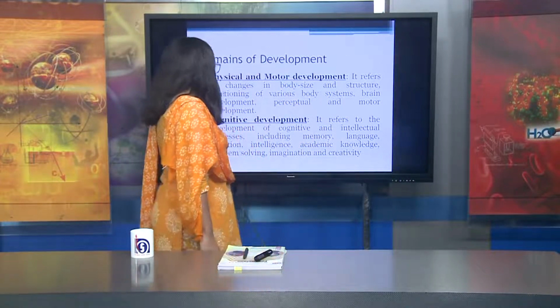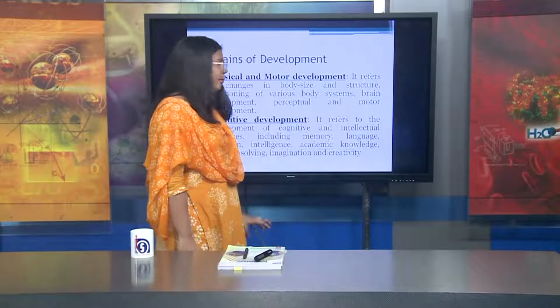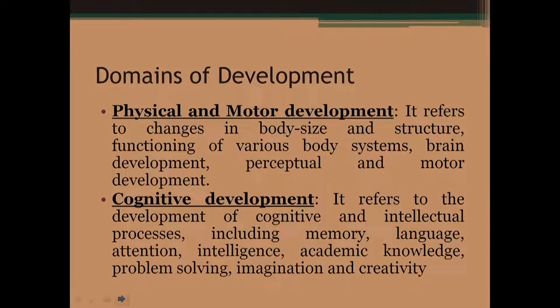Okay. Next, we are going to discuss cognitive development. It refers to the development of cognitive and intellectual processes. So here we are going to talk about cognition and intellectual processes, including memory, language, attention, intelligence, knowledge, problem solving, imagination and creativity. So when we talk about cognitive development, we are talking about these particular aspects.